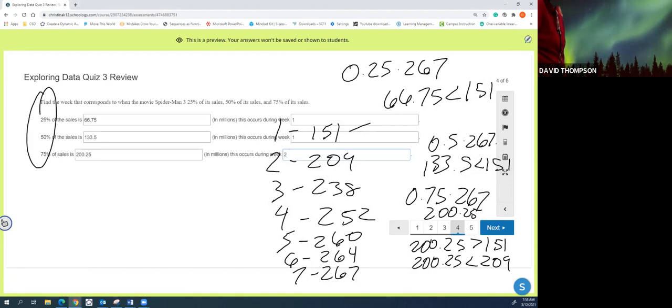And we're done. Questions about how I figured out which week it was? That's probably the most confusing part. But pretty much what this table cell is saying, this is what we made by the end of the week. So the total sales by the end of the week. I'll wait about a minute, then we'll move into our last question.